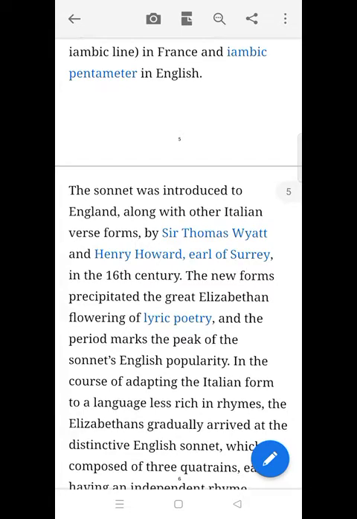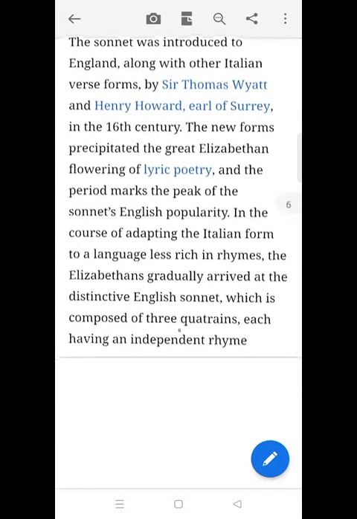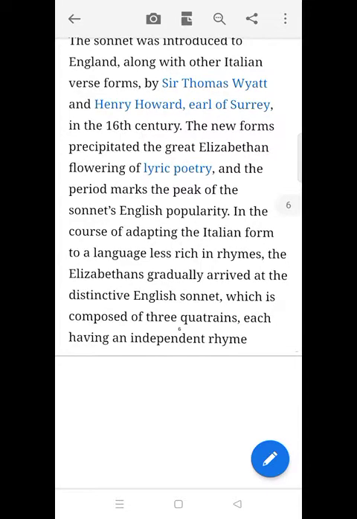The other form of sonnet, the English or Shakespearean sonnet, was introduced to England along with other Italian verse forms by Sir Thomas Wyatt and Henry Howard, Earl of Surrey, in the 16th century. The new forms precipitated the great Elizabethan flowering of lyric poetry, and the period marks the peak of the sonnet's English popularity, which was during the Elizabethan age.